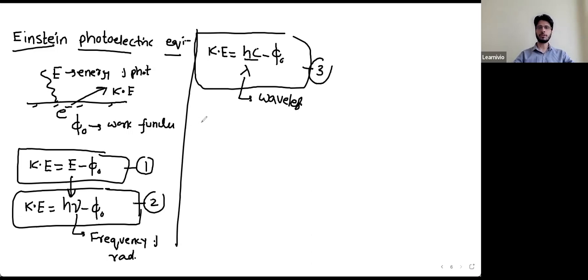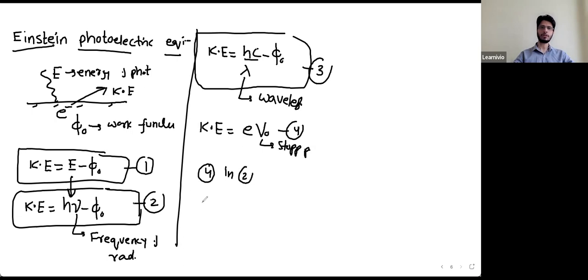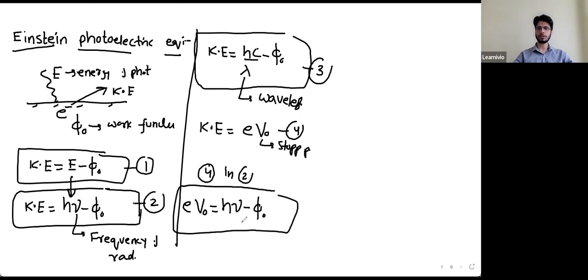So you can do one more thing. We know that kinetic energy is e V naught, where V naught is stopping potential. If I call this equation number 4, you can substitute this 4 into 2. So when you substitute 4 into 2, you get e V naught is equal to h nu minus phi naught. This is again one equation. You may need this equation in some cases. This is equation number 5.